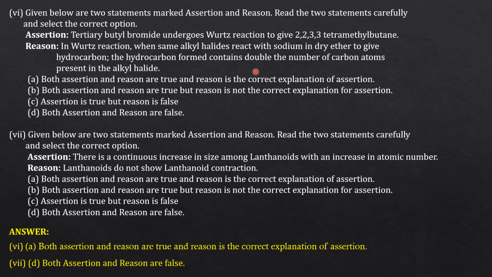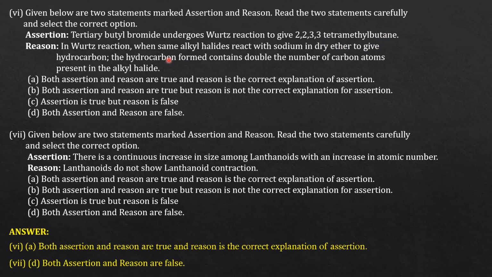So this should not be the reason, because if you are using tertiary butyl bromide, then you are having 4 carbons in tertiary butyl bromide. So an 8 carbon containing alkane, it can be normal octane also. That is also containing double the number of carbons. But normal octane, n-octane, is not the product here. Here the product is 2,2,3,3-tetramethylbutane.